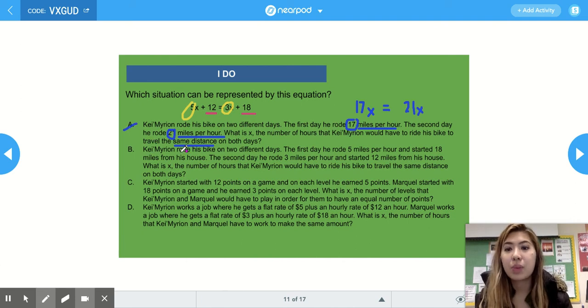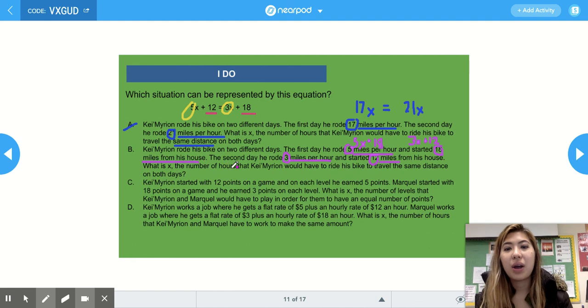Answer choice B says Kimarian rode his bike on 2 different days. The first day, he rode 5 miles per hour and started 18 miles from his house. So we have 5 is our slope or coefficient. X is the number of hours, then plus the 18. The second day, he rode 3 miles per hour and started 12 miles from his house. So 3 is going to be our slope or our coefficient, 3x plus 12.